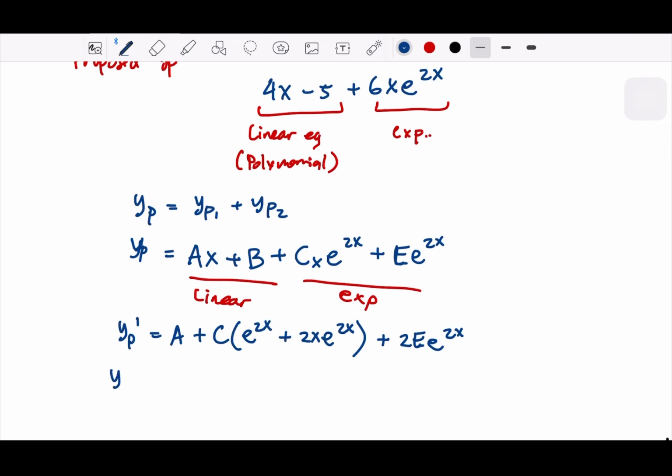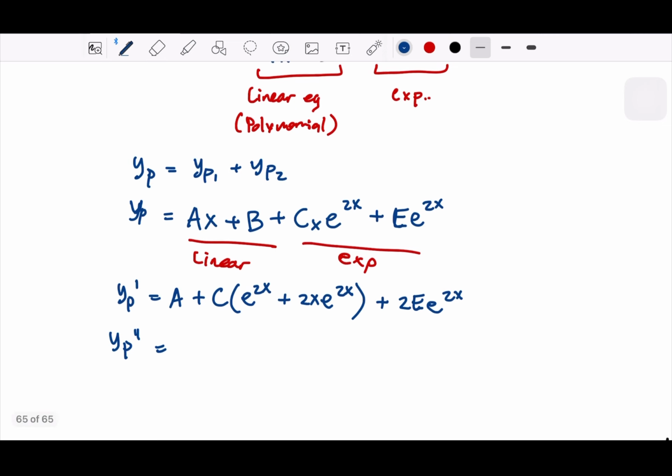Okay, and then another derivative. So a becomes 0. And c and e to x is 2e to x plus, this will be 2e to x plus 4x e to x, right? Plus this will be 4e small e to x. Okay.